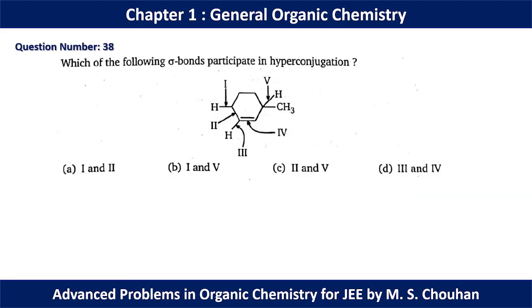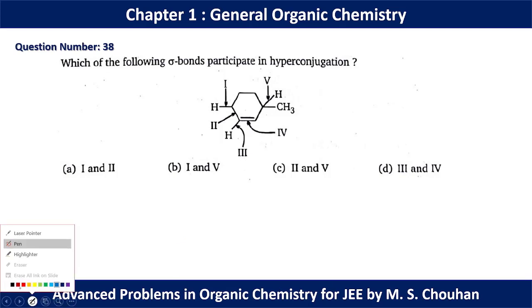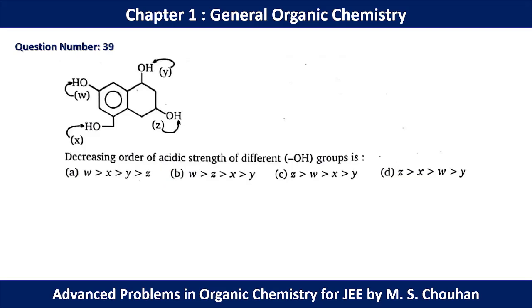In question 38, which of the following sigma bond participate in hyperconjugation? So in hyperconjugation we have alpha carbon involved. So here we have two alpha carbons, and in this case the attached hydrogens are known as alpha hydrogens. So in this 1 and 5 position hydrogens are involved for the hyperconjugation. So for question number 38, option B should be the correct option.